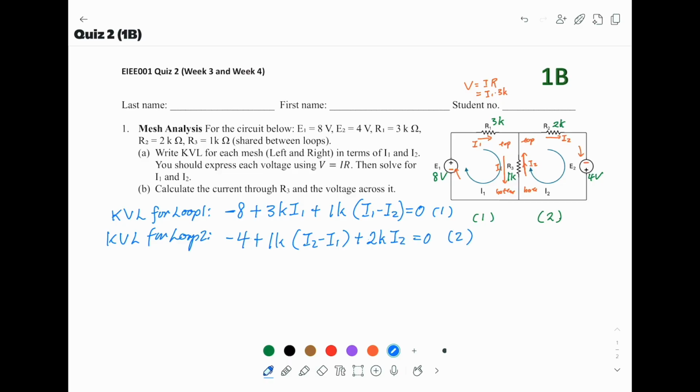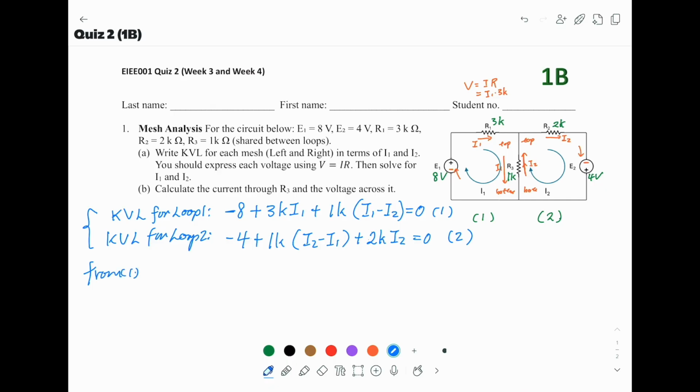The next stage is to simplify these two equations. These two equations are the key for our analysis, and they contain all the physics and the technique here. The rest is to solve these equations for I1 and I2 using whatever method you are familiar with. You can use elimination, substitution, or even the matrix method. So first, I will simplify equation 1.